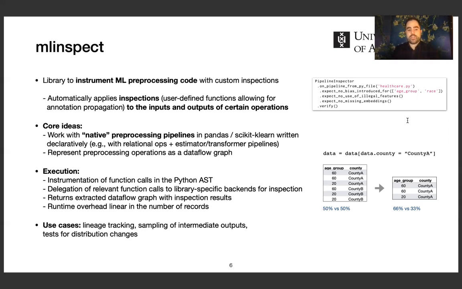And we think of the machine learning pipeline as a data flow graph with certain operations, some of them classical relational operations, some of them more machine learning operations, from which we roughly understand the semantics.